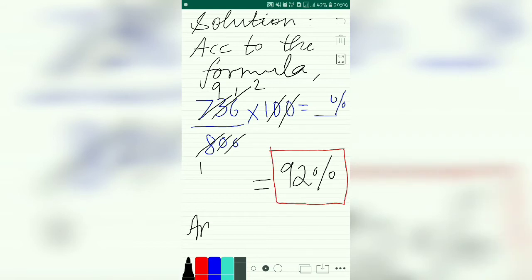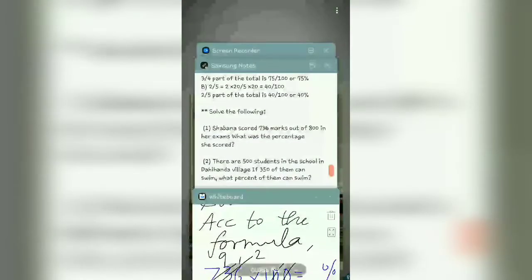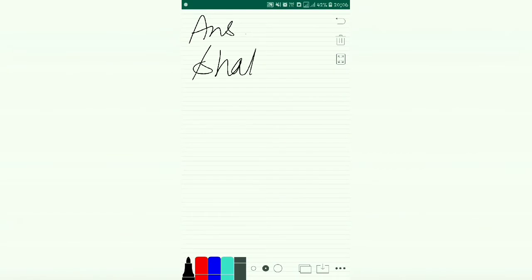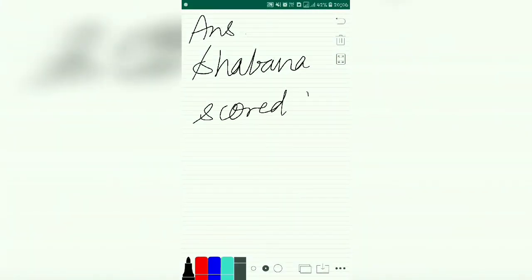After this we have to write the final answer also. That is, final answer as Shabana scored 92%. This will be our final answer.